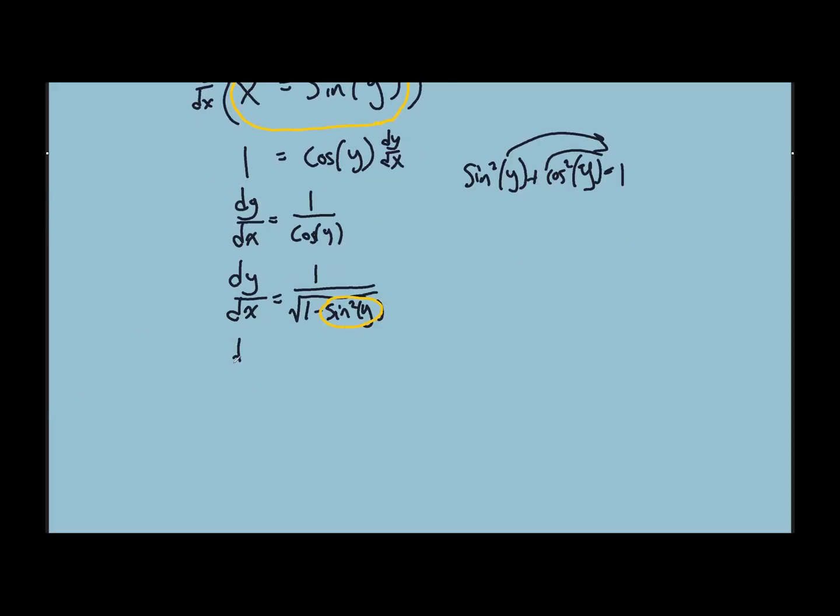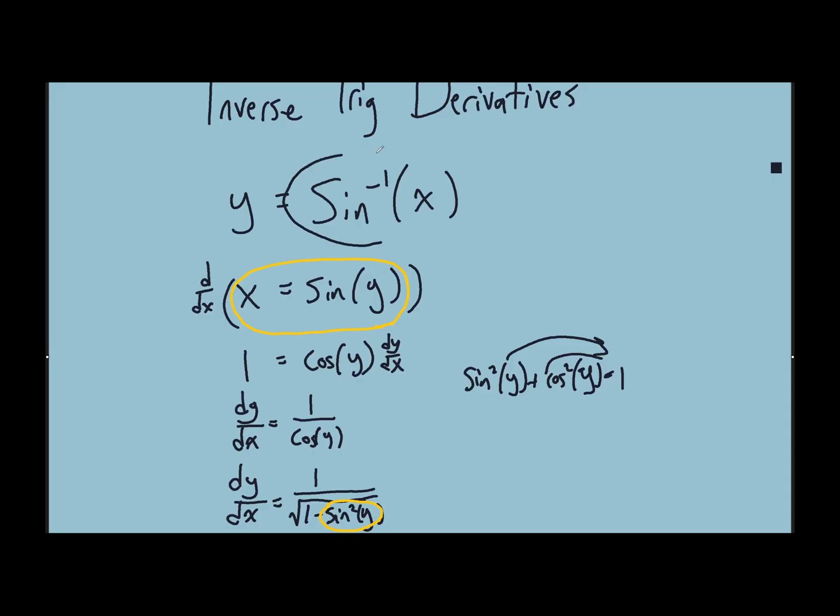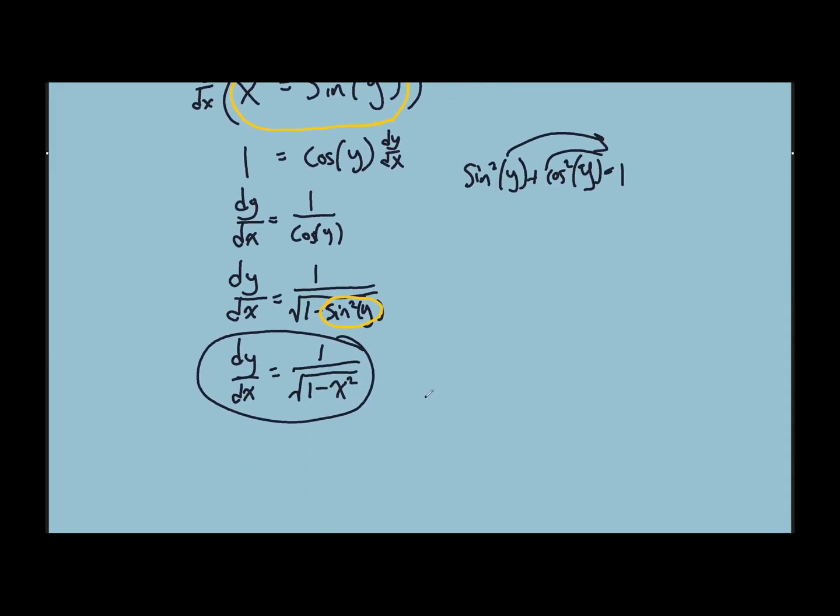So I can say dy/dx is equal to 1 over the square root of 1 minus x squared. And wouldn't you know it, that's the derivative of arcsine right here. You found it, just like that. That's the derivative right there.